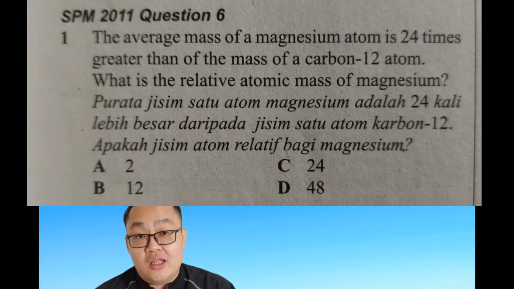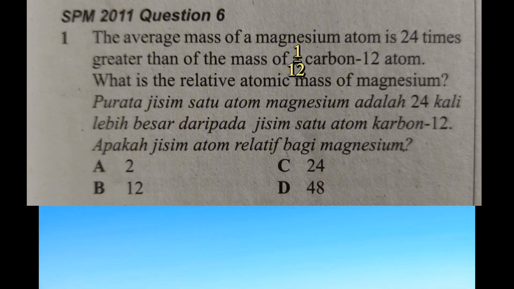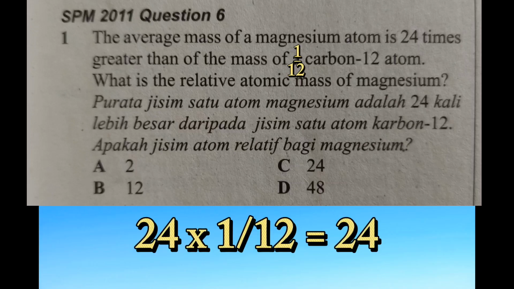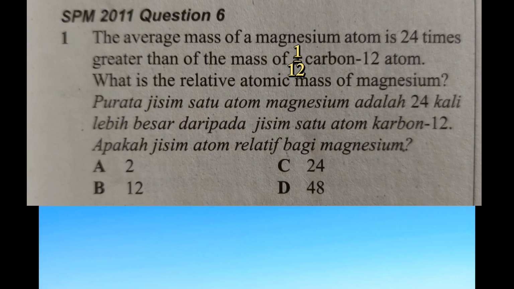We will look at some sample SPM questions right now. Look at this one. I corrected a typo in this SPM question. So try it out, right? Anyway, the answer is 24 times 1/12 because this magnesium is heavier than 1/12 of a carbon-12, so just multiply those numbers together and you get the number 24, which is C.